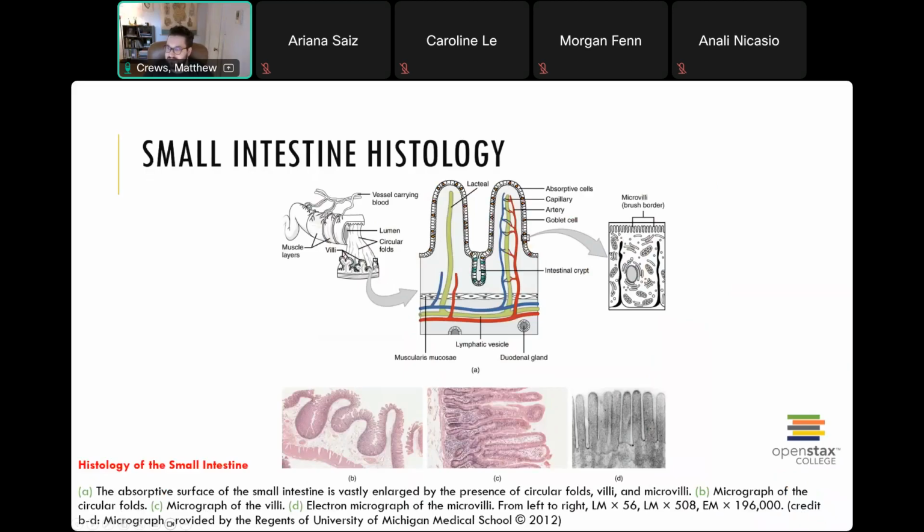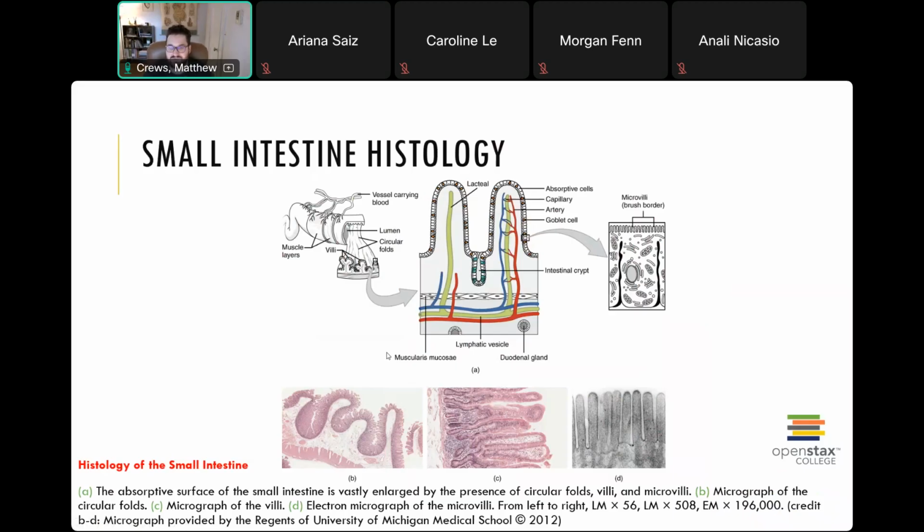Okay, so within the lumen of the small intestine, we see these villi, right? And then microvilli and these circular folds. It's almost like you take a tube and squish it, and it creates these little wrinkles on the inside. That's basically what's happening, and the purpose of that is to increase surface area.